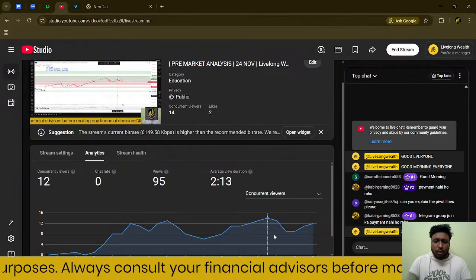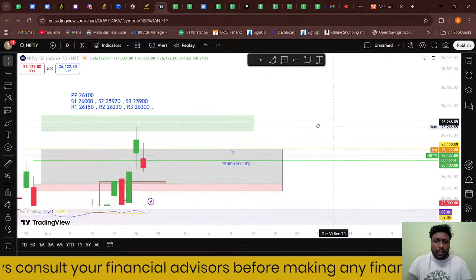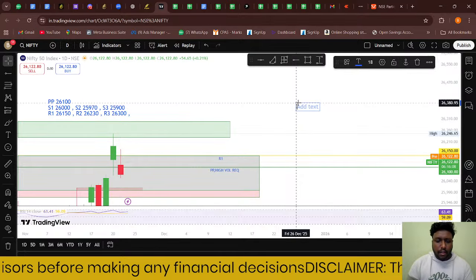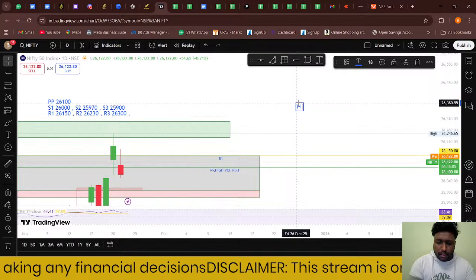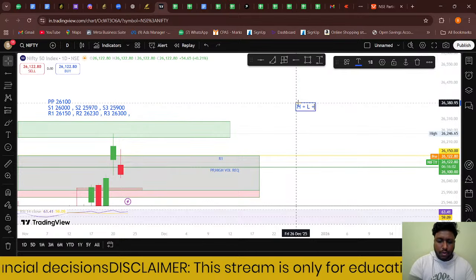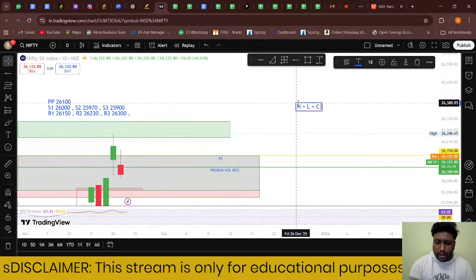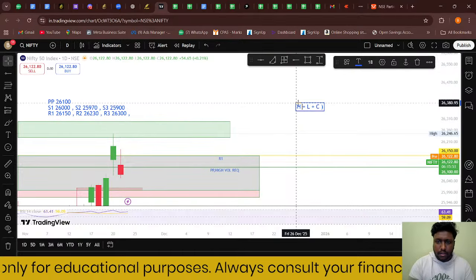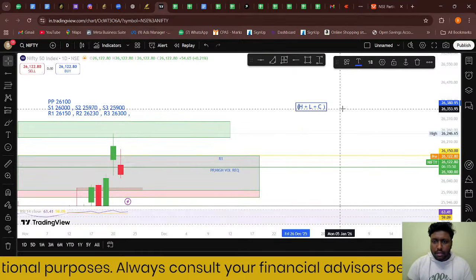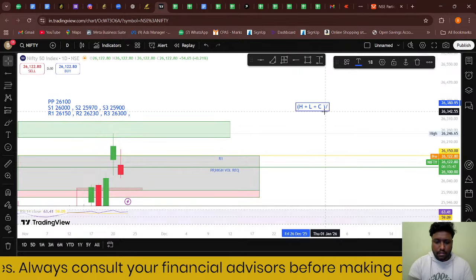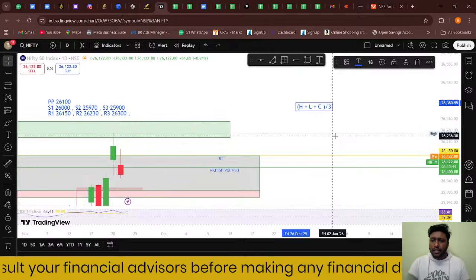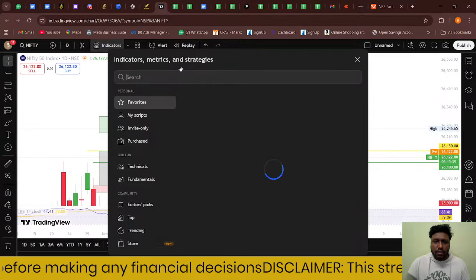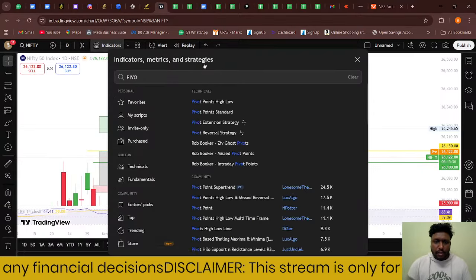Yes, definitely. So the pivot line we calculate on the basis of the previous day's high, low, and close values. So high plus low plus close, all divided by 3. This is how we get the pivot line. This is the classic method to plot the pivot line. Pivot line indicators are also available, but we use the classic method.